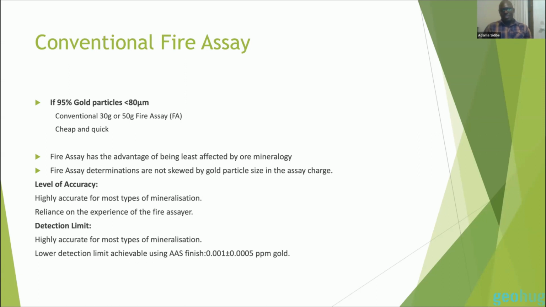The fire assay has the advantage of being less affected by ore mineralogy. Level of accuracy: highly accurate for most types of fine gold mineralization, relying on the experience of the fire assayer. For the detection limit, highly accurate for most types of fine gold mineralization. The keyword here is fine. If the gold particles are fine, it is proper and not risky to use the conventional fire assay.